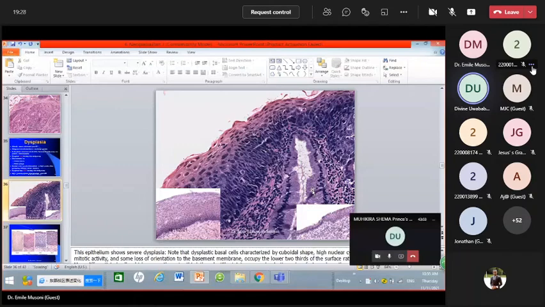I'm asking, is this an intermediate grade dysplasia? Yeah, this can be an intermediate, very good, because it takes 2/3 of the epithelium. Okay, thank you. See here the normal cells, and below there is the abnormal cells. And the reference is one normal epithelium.